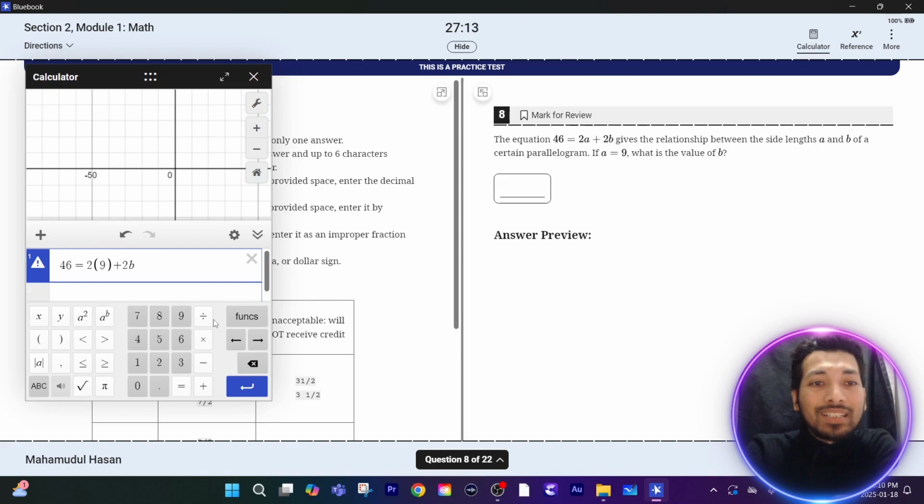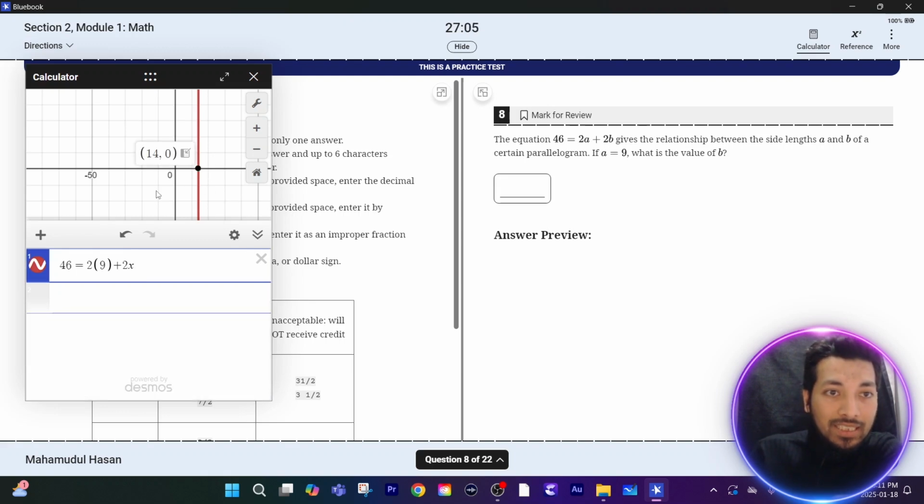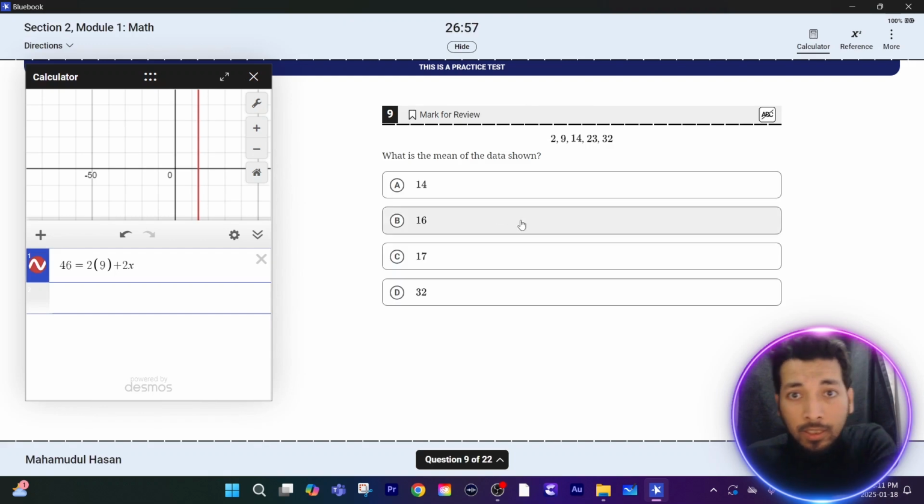And this calculator does not count the variable other than x. So we can just put it as x. And where the line crosses the x-intercept, that's the value of the variable. So what is the value of b? That's 14. Perfect. Now let's try to look at this problem.